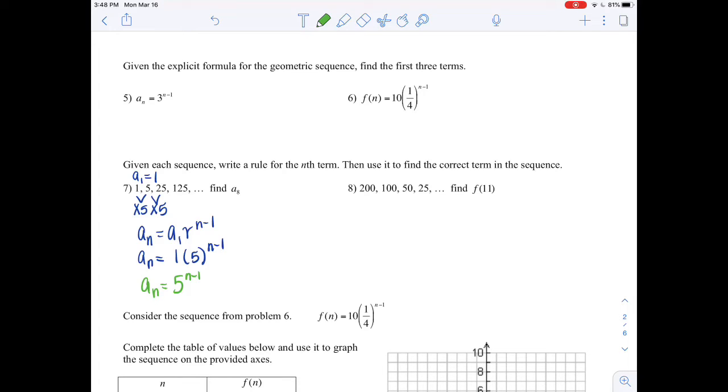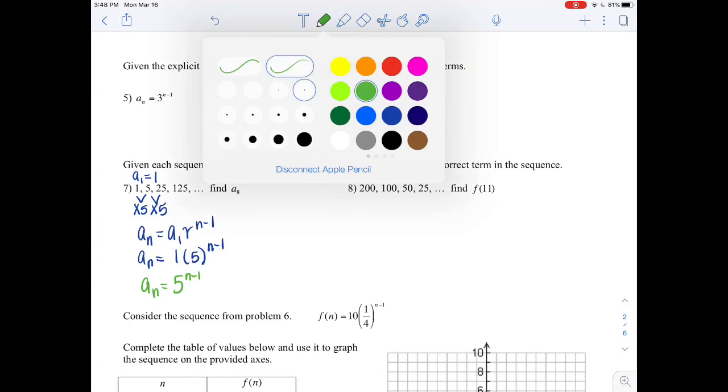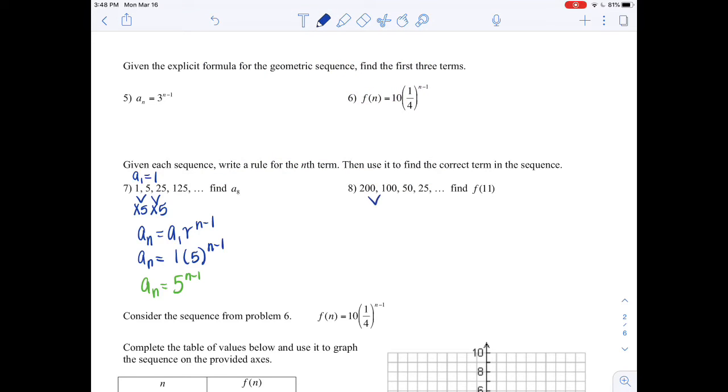Okay, so take a look at the next one. As I go from 200 to 100 to 50 to 25, I'm constantly multiplying by 1/2. So my common ratio is 1/2. So a sub n is equal to a1, which is 200, times 1/2 raised to the n minus 1.